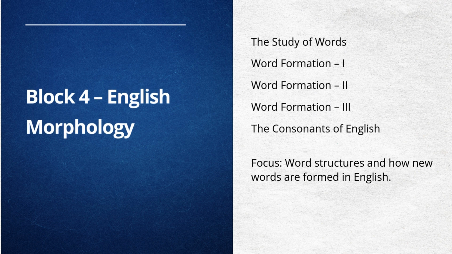Next, we move into morphology, or the study of how words are built, in Block 4, English Morphology. Here, you'll explore how small units of meaning like roots, prefixes, and suffixes combine to form words. This block helps you see language as a construction system, where words are constantly being formed, adapted, and borrowed. It also gives you tools to break down unfamiliar words and understand their structure.